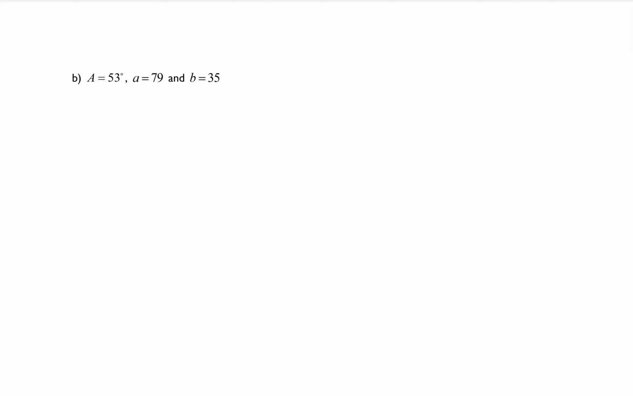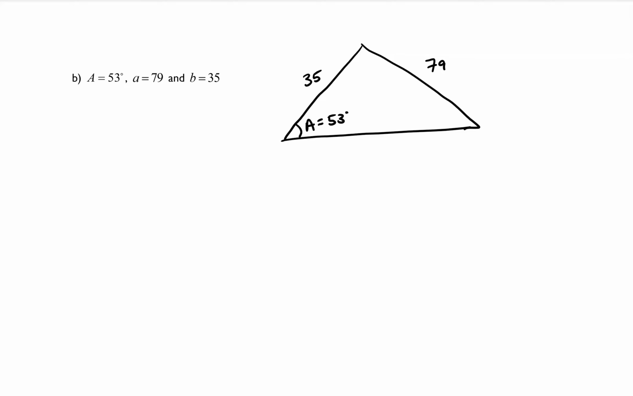All right, so in example B here, we have one of the angles and two of the side lengths. So I'm just going to start drawing a triangle. And let's see. I know that angle A, capital A, is 53 degrees, and so that's going to make this 79. And I know that this B is 35.